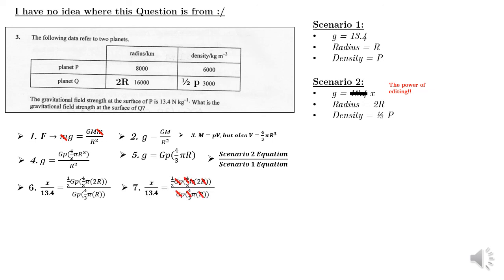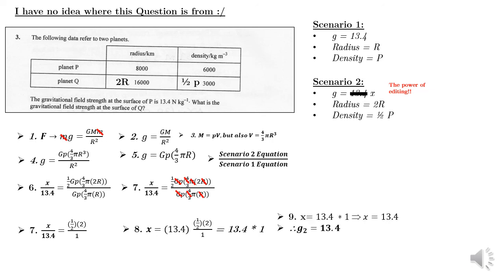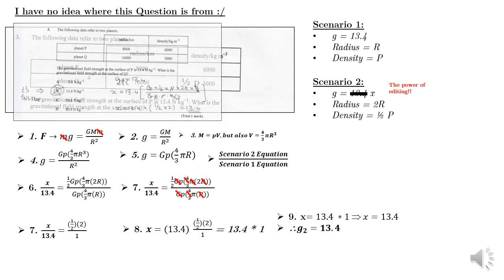And we simplify that. The gravitational constant cancels out, the density cancels out, 4/3 pi cancels out, and the radius cancels out. So what we have left is x over 13.4 equals a half times 2, divided by 1. A half times 2 is 1, and 1 over 1 is 1. But we want to find x, so we multiply both sides by 13.4 to get rid of the 13.4 on the left hand side. So we'll have 13.4 times 1, which is just 13.4. So the gravitational field strength at the surface of Q will be 13.4.